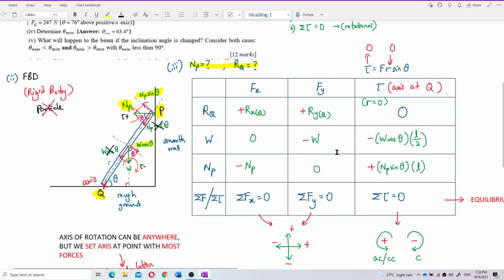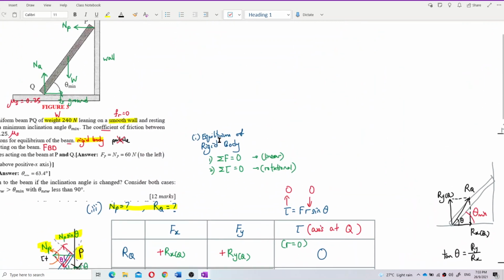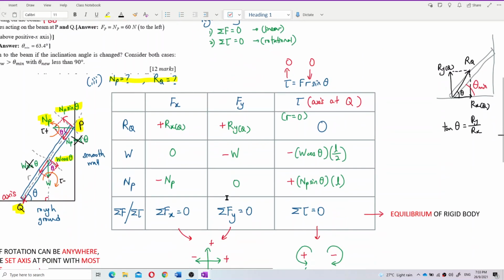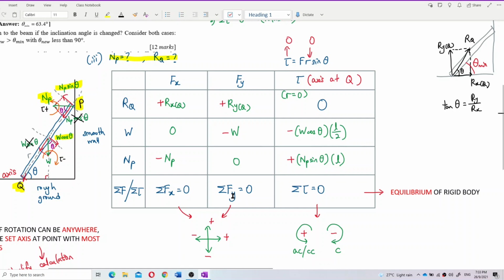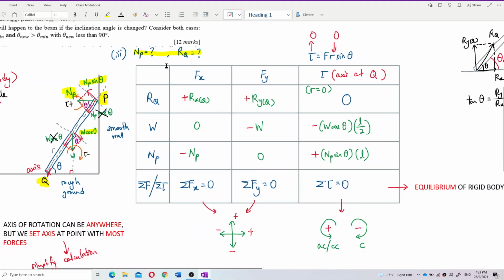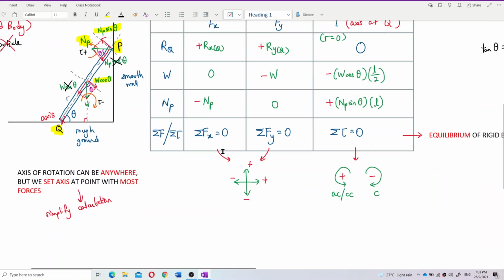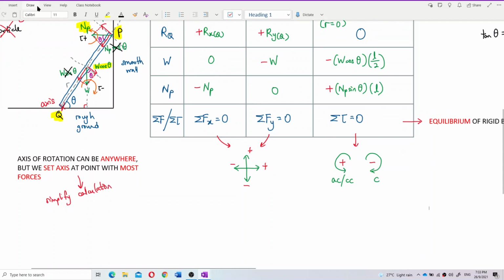Alright, now let us try to find out the normal force P and the reaction force Q. Let us find out these two forces. We apply total Fx equal to 0, total Fy equal to 0, and total torque equal to 0, and then we surely can find out the forces required. We start with total Fx equal to 0. Let's build the equations.